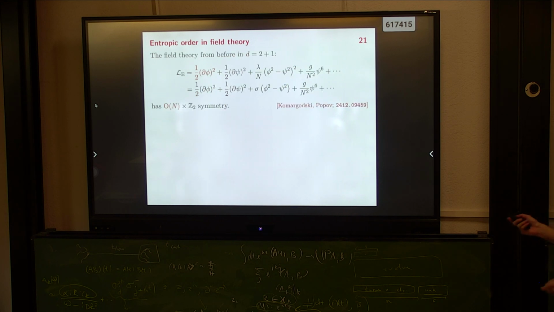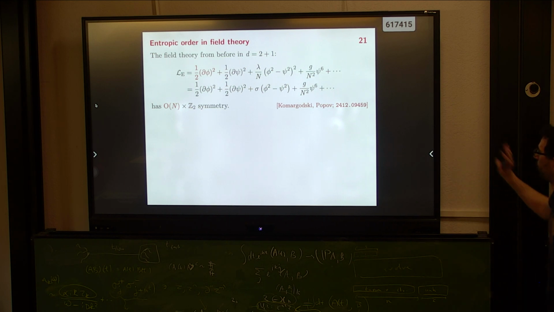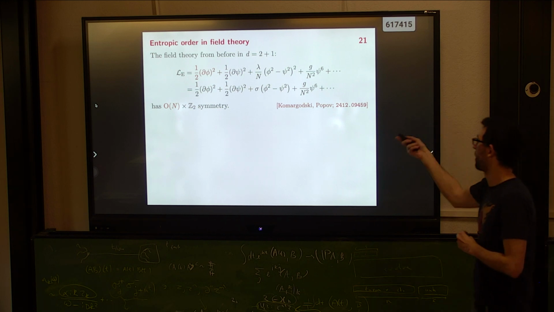So, we can go back to this field theory from before in 2+1 dimensions, but now, in this paper, they looked at the saddle point equations. We can now maybe try to look for entropic order by calculating the free energy landscape of this model. So here's the model again.